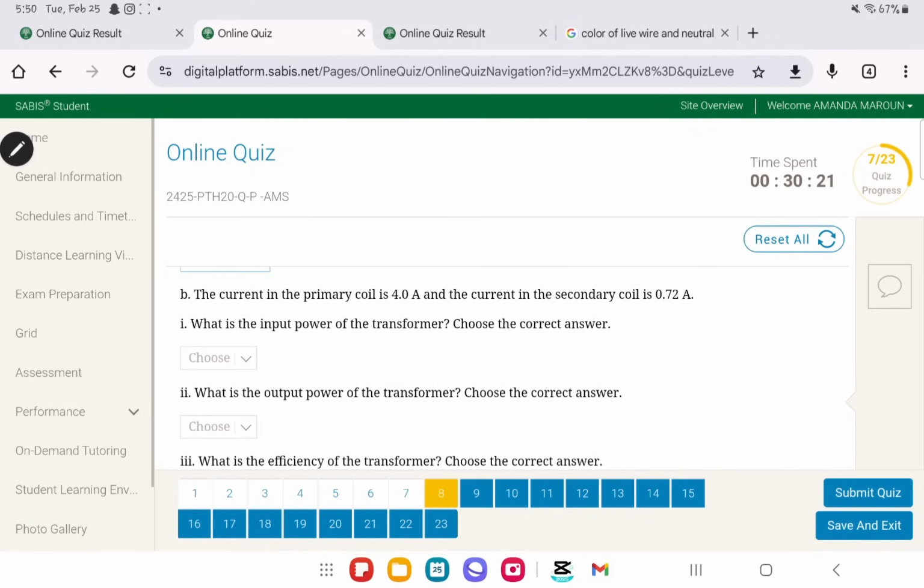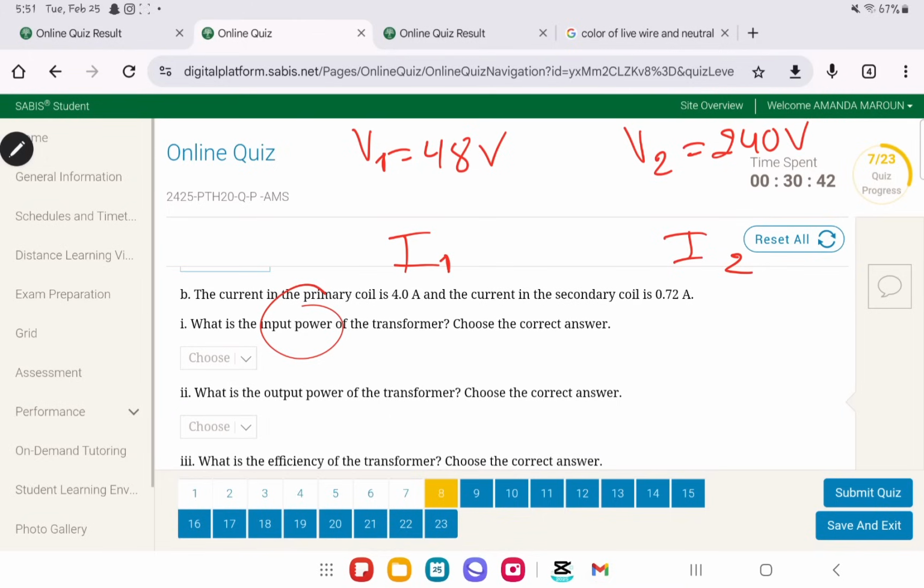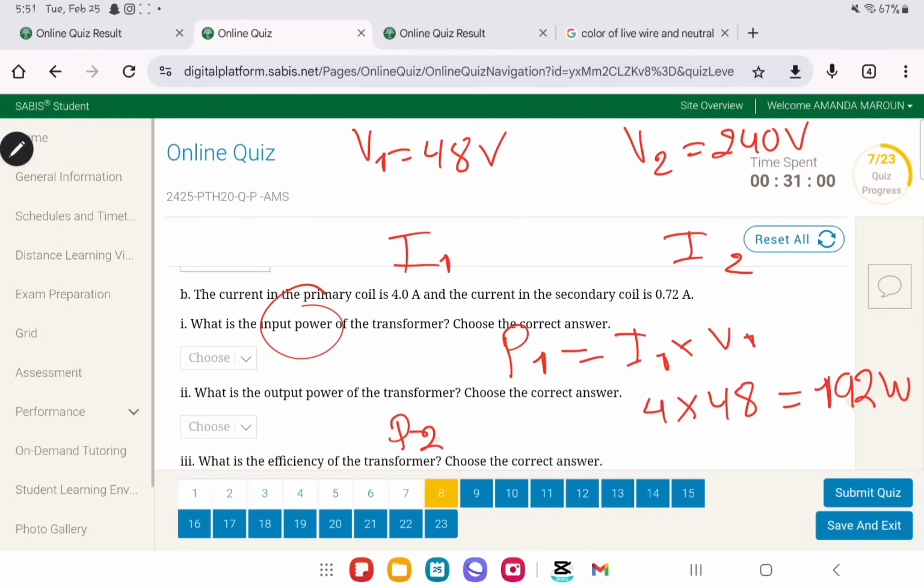The current in the primary coil is 4 amperes and the current in the secondary coil is 0.72 amperes. So what do we have? Over here we have I1 and I2. They need the input power of the transformer. We know that voltage 1 is 48 volts and voltage 2 is 240 volts. The input power P1 is equal to I1 times V1. So very simply it's equal to 4 times 48, which is then 192 watts. For P2, which is the output power, it is very simply I2 times V2.